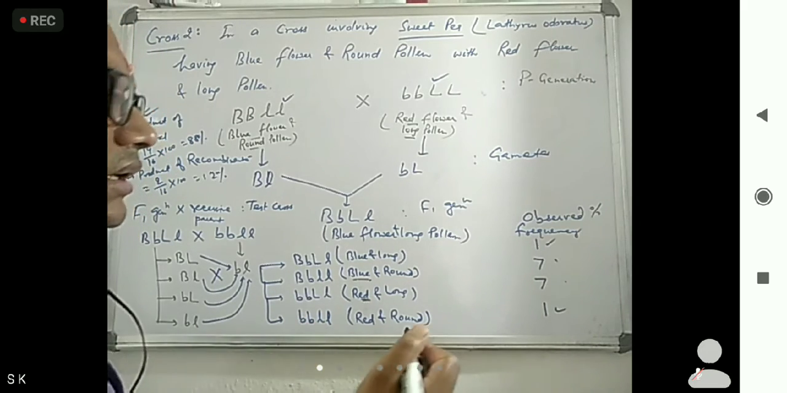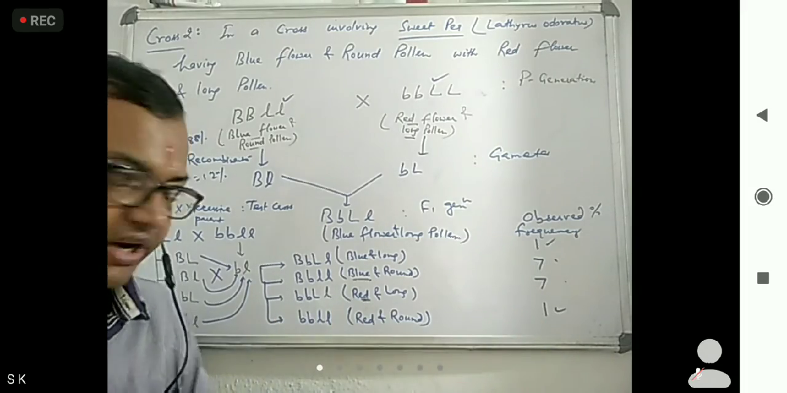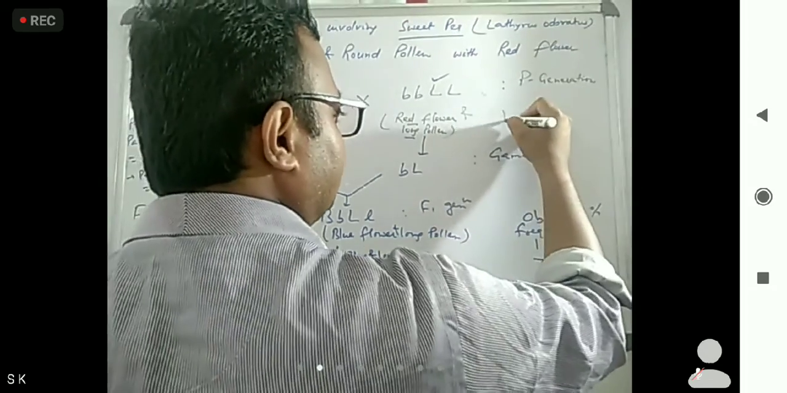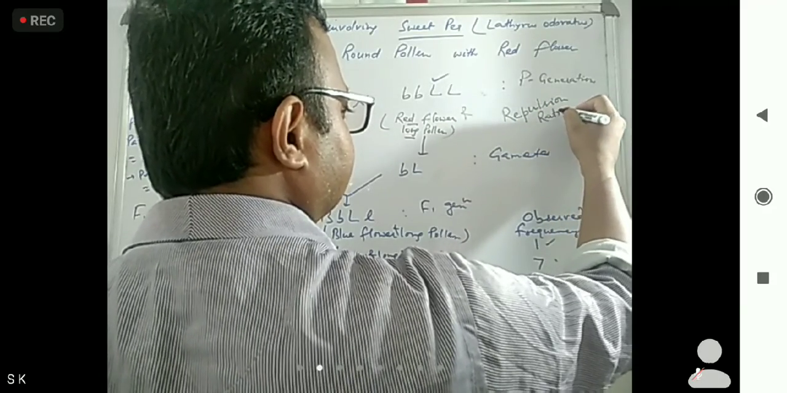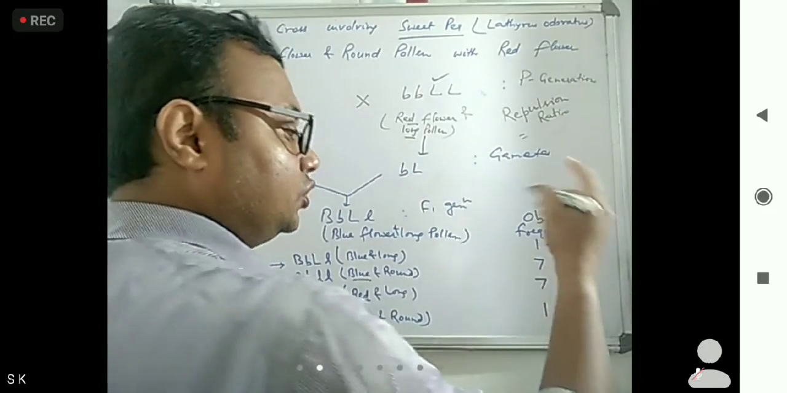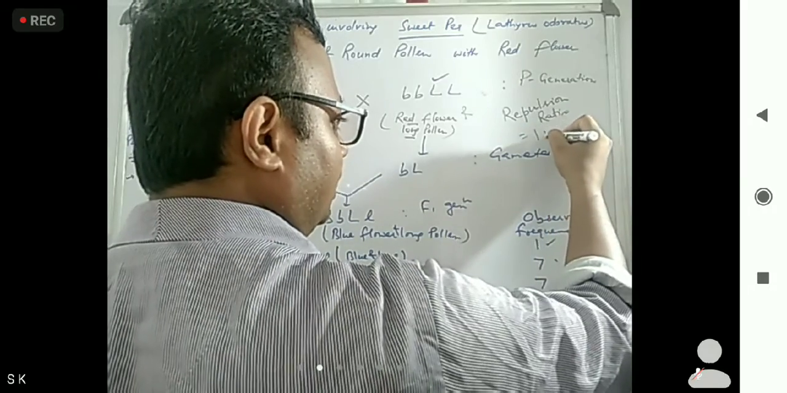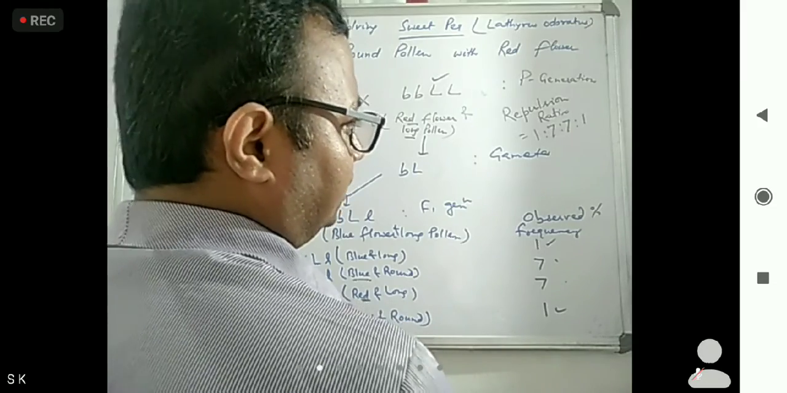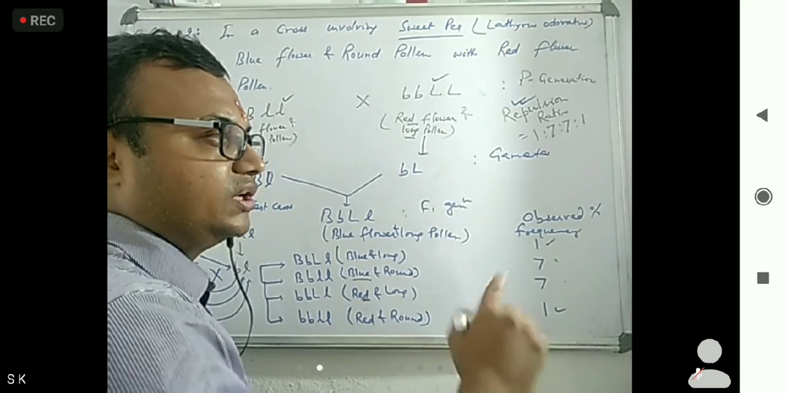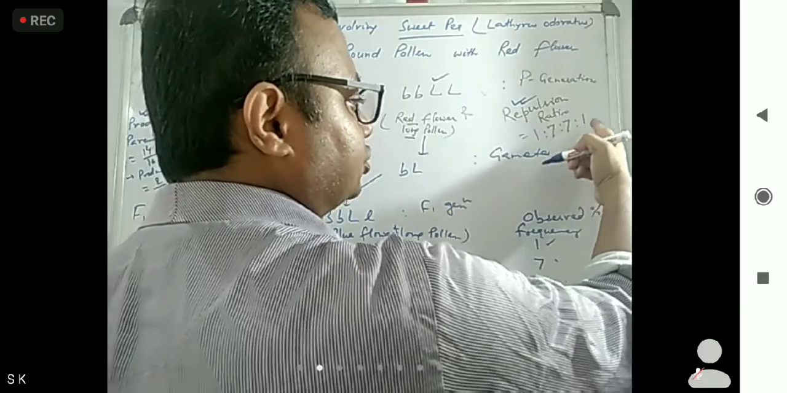This is telling that the dominant and recessive are always repulsing, giving the recombinants. So here what came is the repulsion ratio. There was a coupling ratio, 7 is to 1 is to 1 is to 7. Here the repulsion ratio is 1 is to 7 is to 7 is to 1. These two you have to remember.